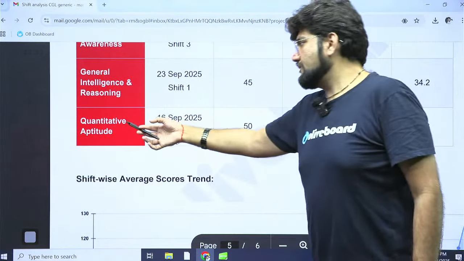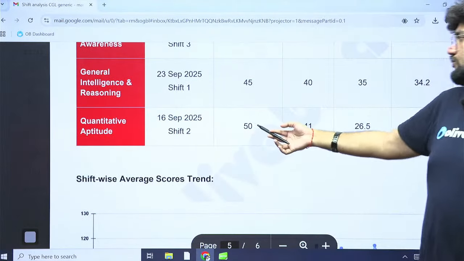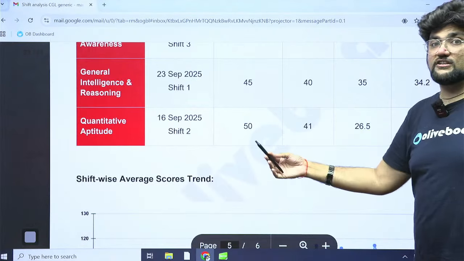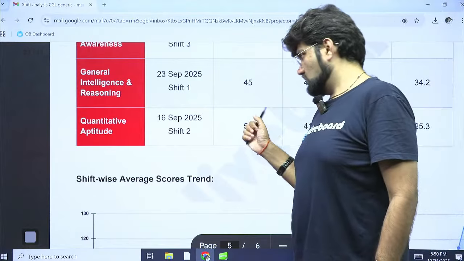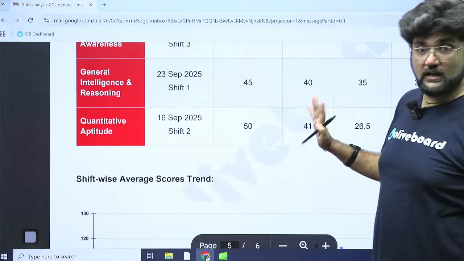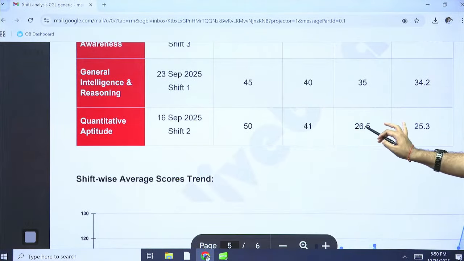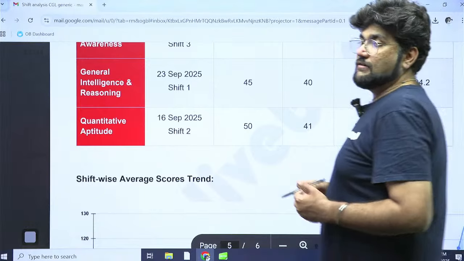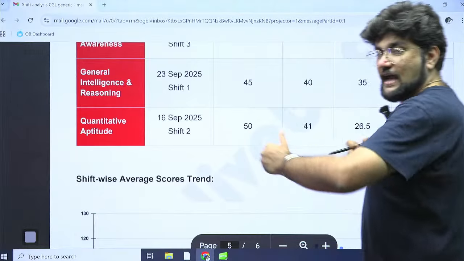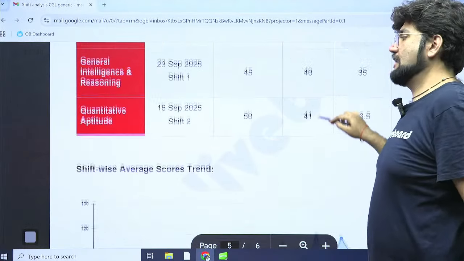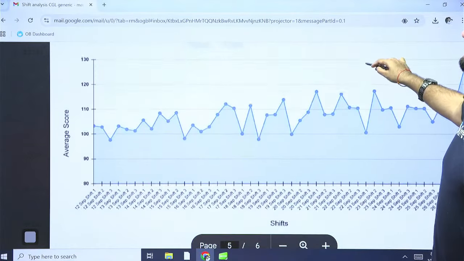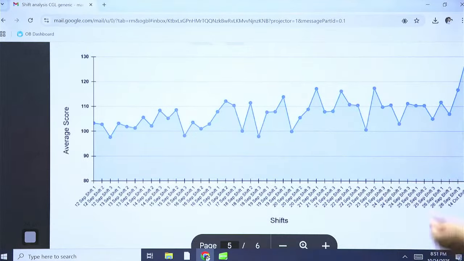And quantitative aptitude, 16 September 2025 shift 2, 50 here also. Despite being a difficult shift, some students have attained the perfect score here as well. 41 being the 90 percentile score, 26.5 is the median score, and 25.3 is the average score. Now I will take you through the complete average of all the shifts together in the form of a graph that will give you an even fairer idea of what exactly is happening.